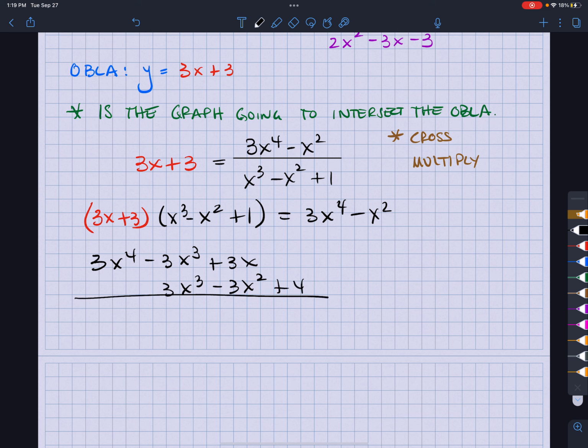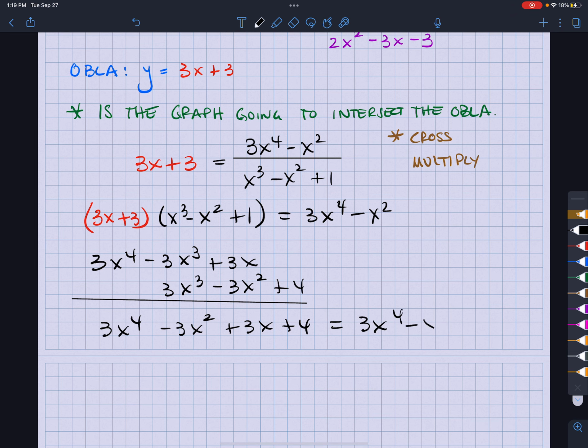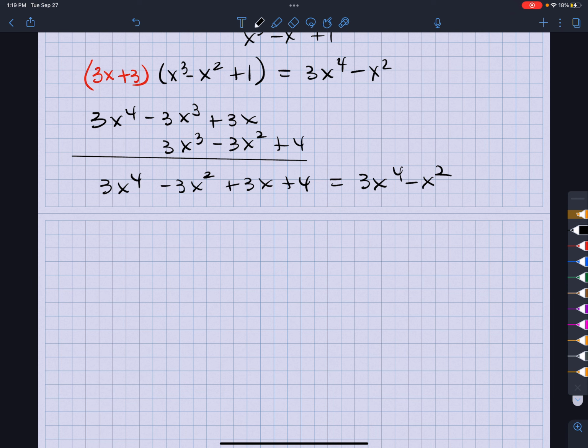Okay, so this side is going to be 3x to the fourth. The x to the third goes away. I got minus 3x squared plus 3x plus 4 is equal to 3x to the fourth minus x squared. So let's get everything to one side. And what do I have here? 3x to the fourth goes away. Add the x squared. I guess I want to move everything to the right. So I'm going to have 0 is equal to 2x squared minus 3x minus 4.